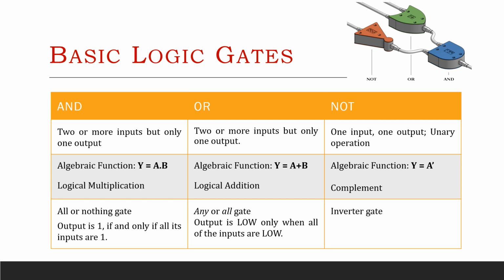Then the NOT gate performs a unary operation. That means it takes only one input and generates one output. The algebraic function is y = a complement. It performs the complement operation. That means whatever the input, its inverse or complement will be the output. And so this gate can be called an inverter gate.